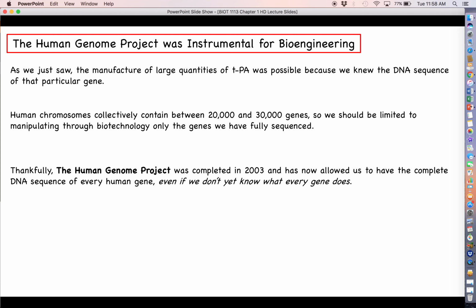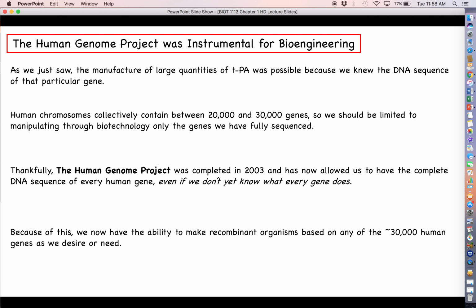Now, to clarify, we don't exactly know what every single gene does. We don't know what all of them do, but we at least have the sequence for them. It's like having a cookbook full of recipes that you've never tried before. You don't know what's going to happen when you actually make the recipe, but you've got the information if you want to try it, right?